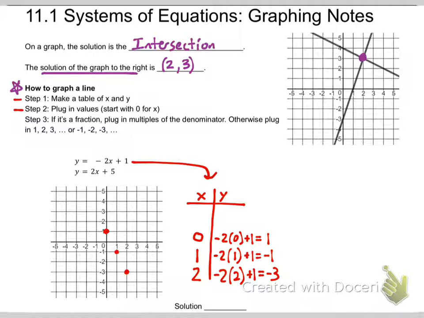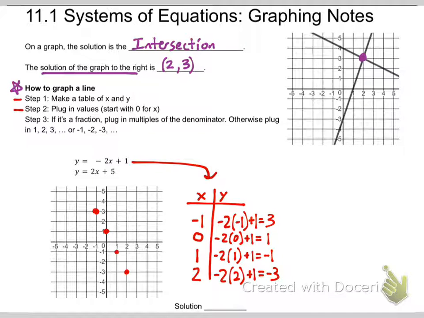(2, -3). Let's also plug in a negative number. So if I plug in negative 1 there, negative 2 times negative 1 is positive 2, plus 1 gives us positive 3. So I can plot that point, (-1, 3). And I would recommend, if possible, plotting at least 3 points. That way you are sure you have a straight line and didn't make any arithmetic mistakes.